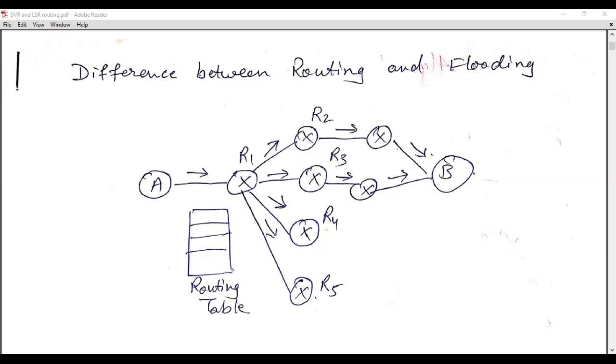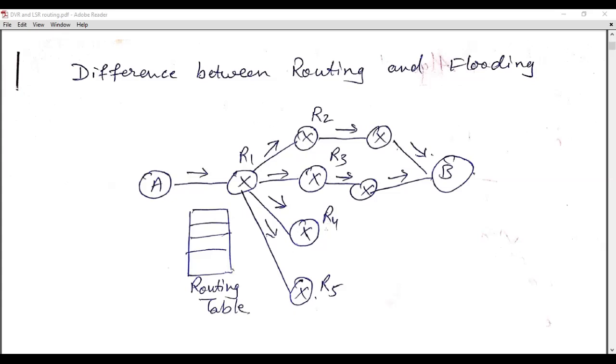So when we talk of the advantages of routing, there will be no duplicate packets, and there will always be less traffic, right? So these advantages of routing become the disadvantages of flooding. There could be a possibility of duplicate packets, because when the packet from A is sent to B, it goes via R1 to R2, R1 to R3, R1 to R4. So there is going to be duplication of packets, resulting in heavy traffic. So these are some of the advantages and disadvantages of routing and flooding mechanisms.